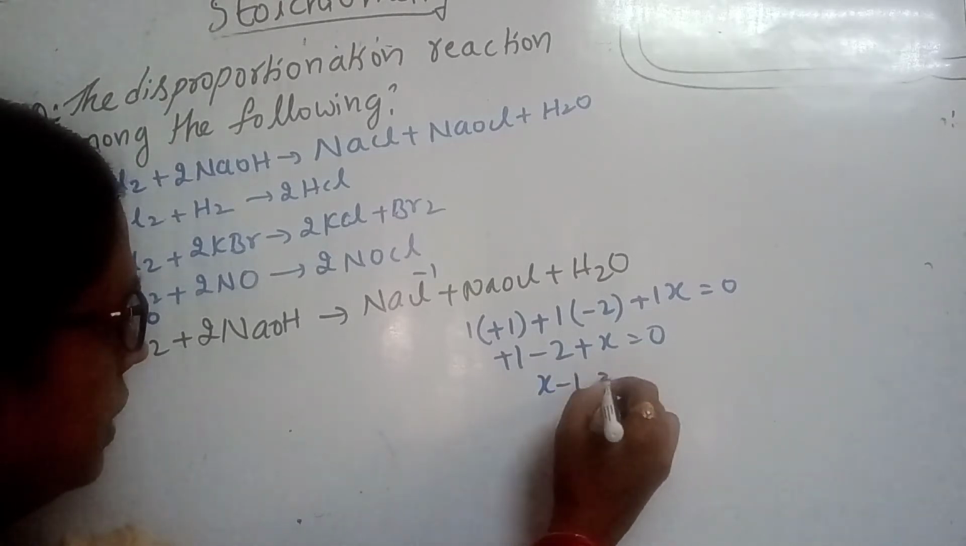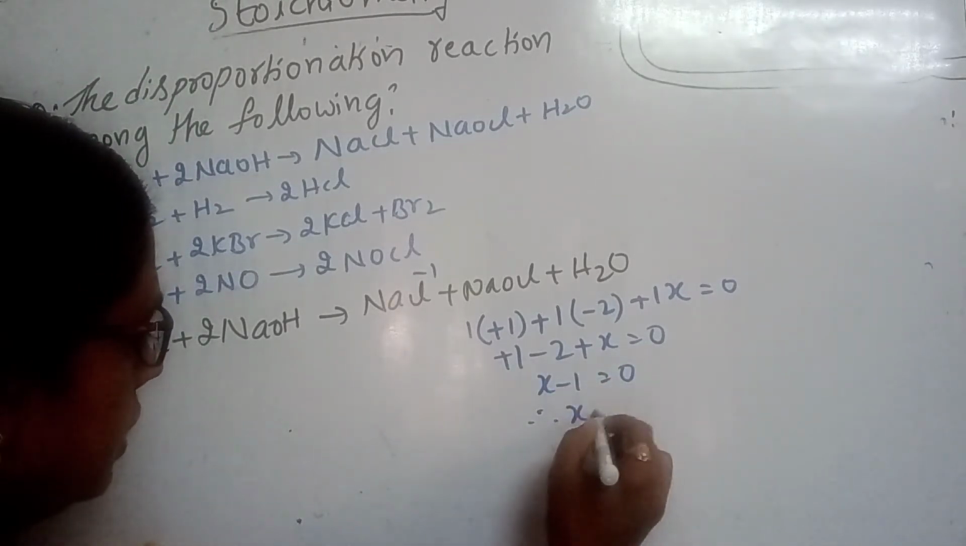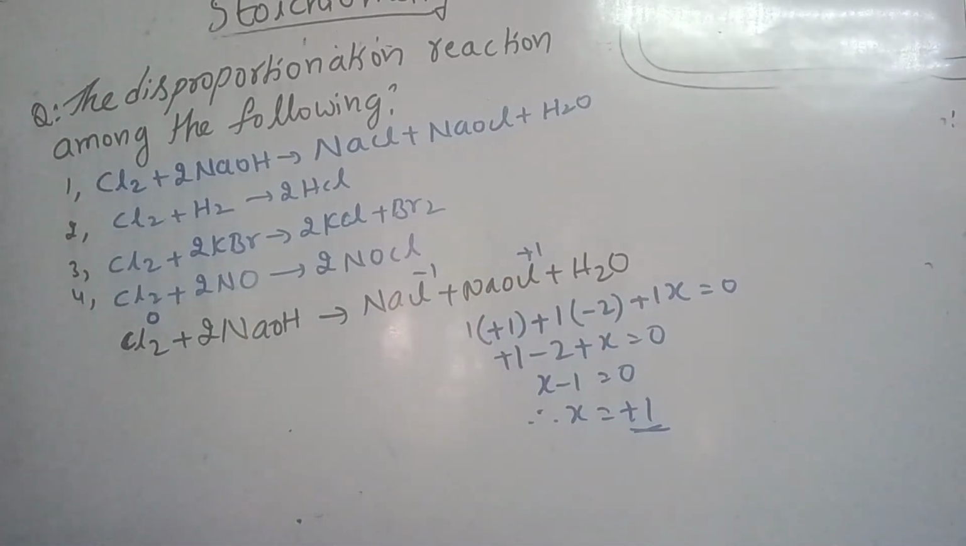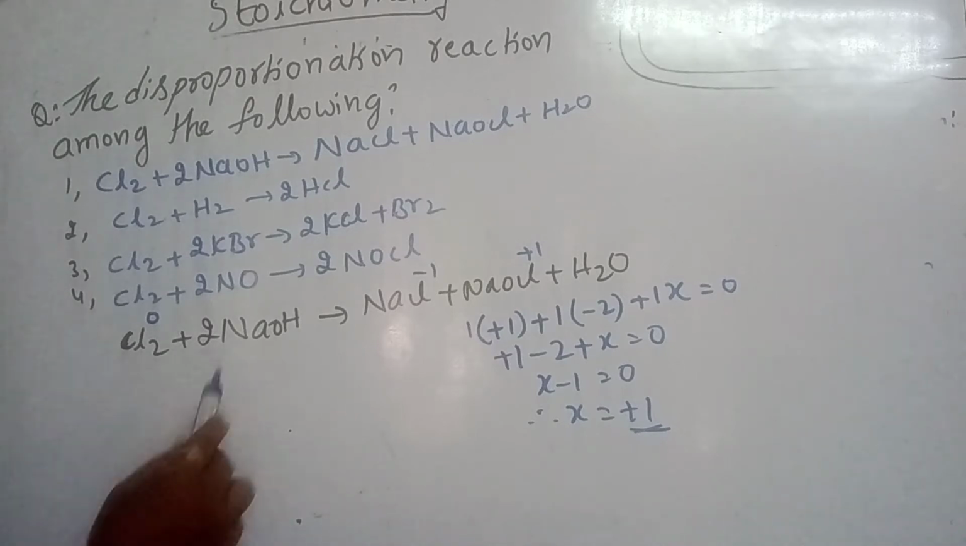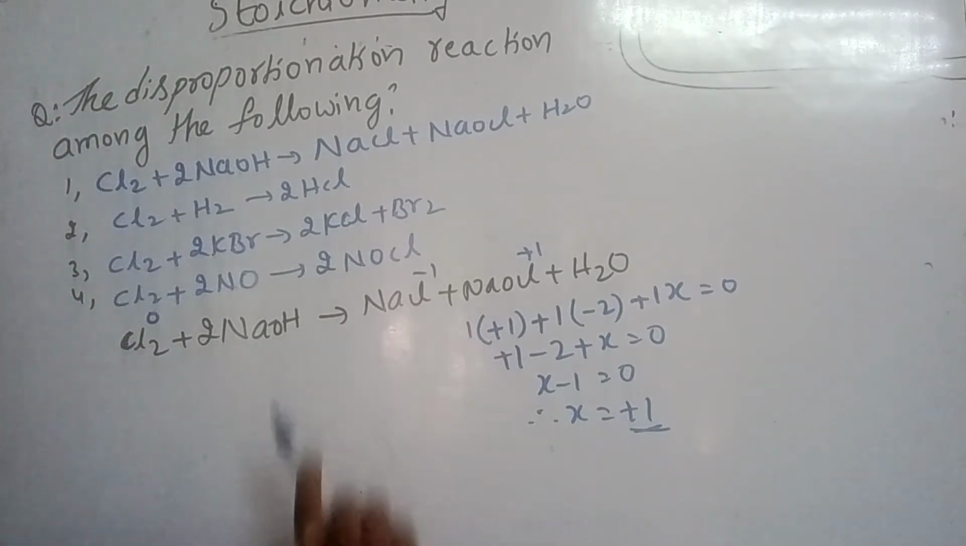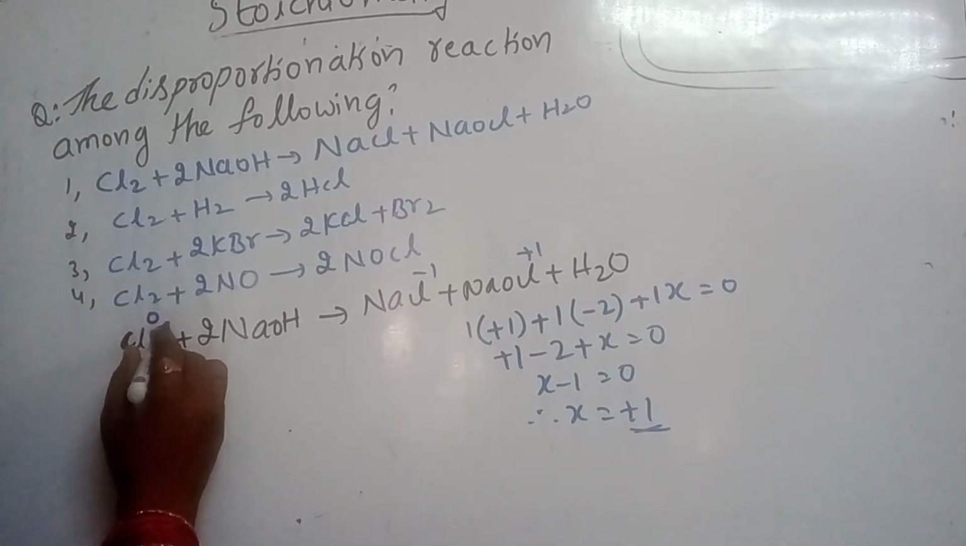X minus 1 is equal to 0. So therefore x is equal to +1. So the oxidation state of chlorine in this is +1. Sodium is the same, there is no change. Sodium here is +1, here also +1, here also +1. No change. So we generally observe the oxidation state here.